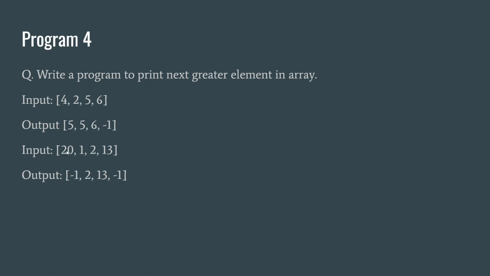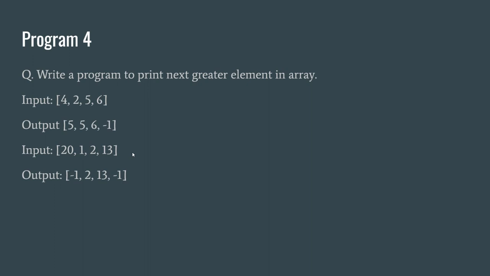For the second case, suppose the first element is 20 and there is no element greater than 20. There is no next greater element in the array, that's why for 20 it is -1. For 1 it is 2. For 2 it is 13. Again for 13 it is -1. One common thing here is that for the last element, the output will always be -1 because there is no next greater element. So is the problem statement clear?